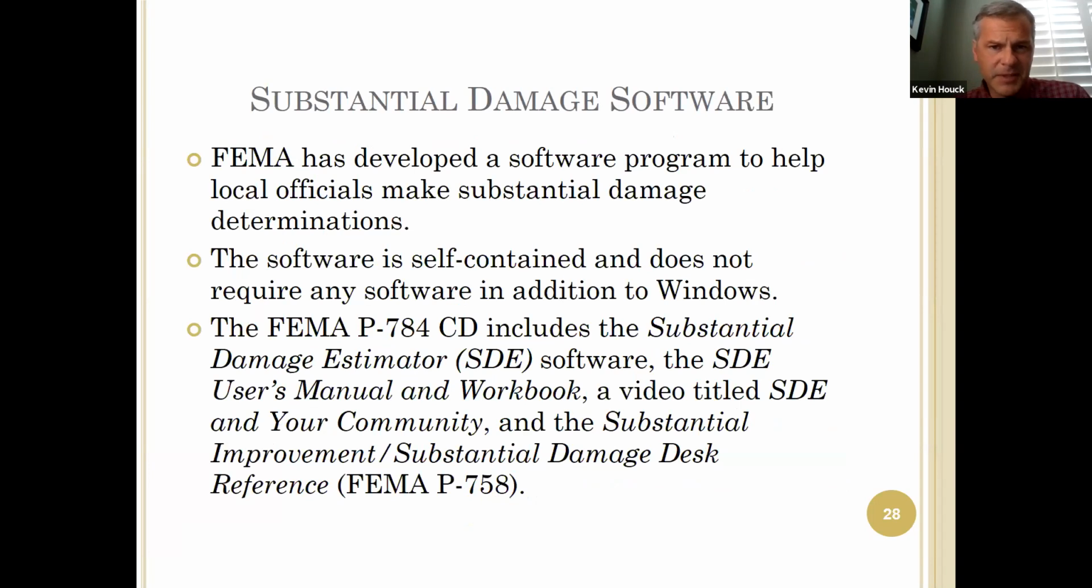FEMA has developed a substantial damage software program, and you can see the callouts for what they are right there. They will help with making calculations, especially in a disaster when it's possible that numerous structures have been damaged and you need to make some very quick determinations as to whether a building is substantially damaged for the sake of whether a permit should be issued for repair.